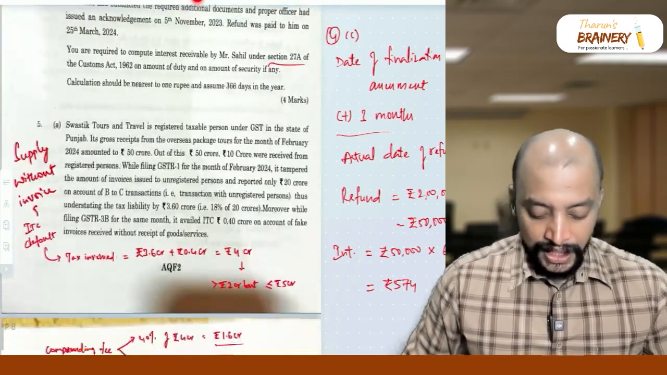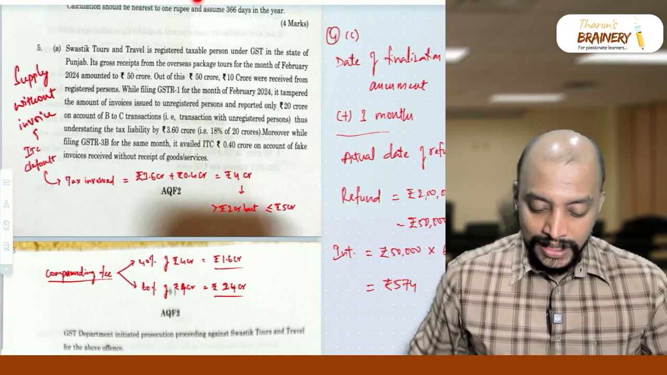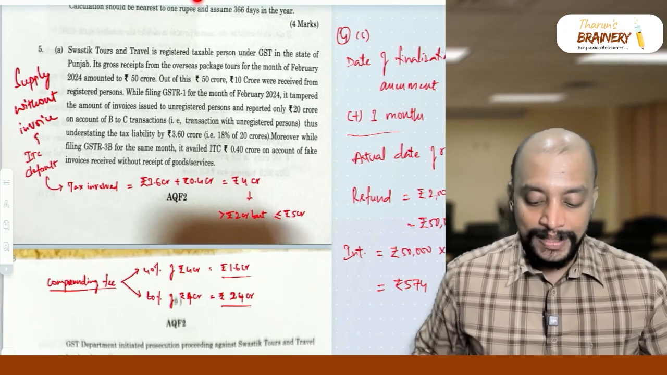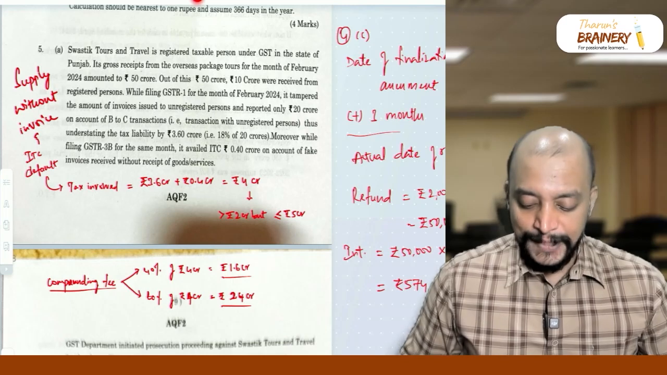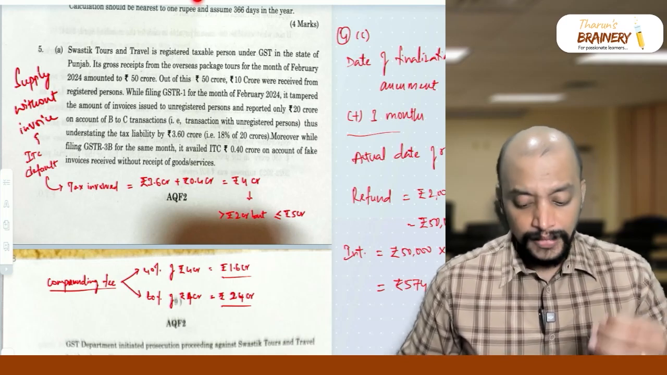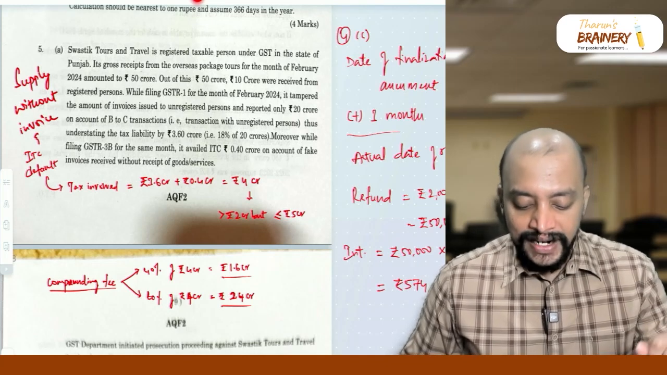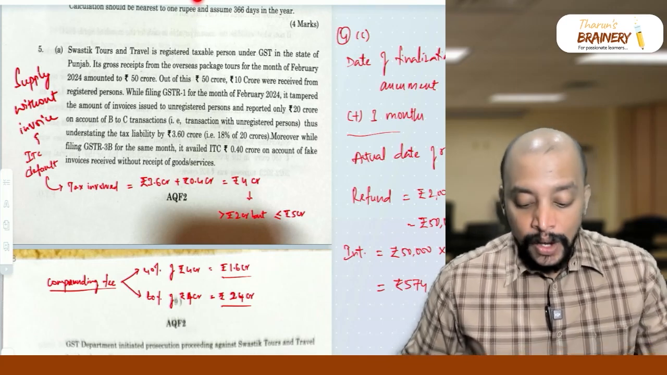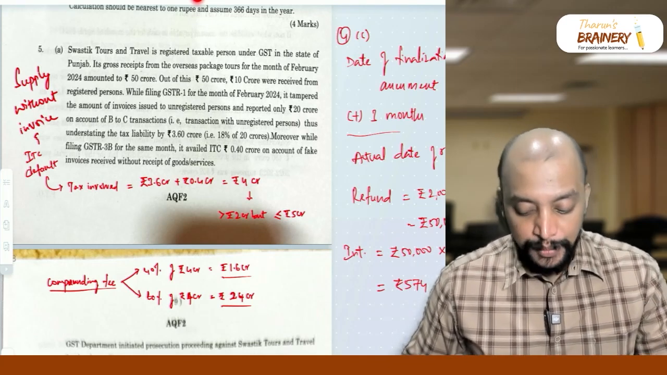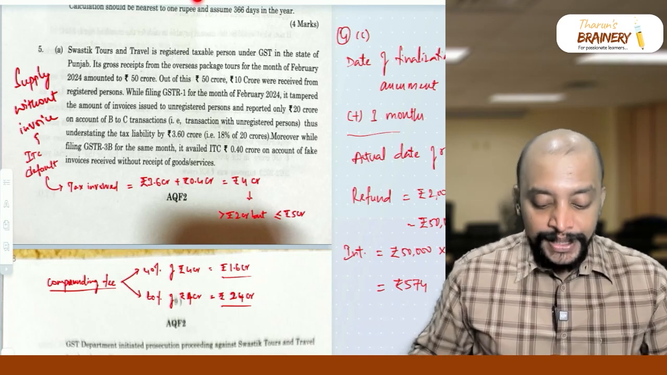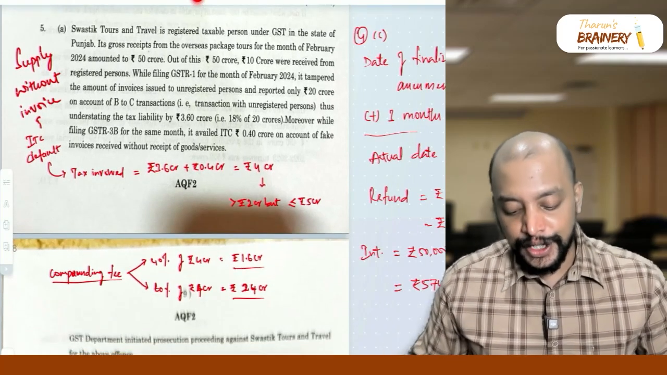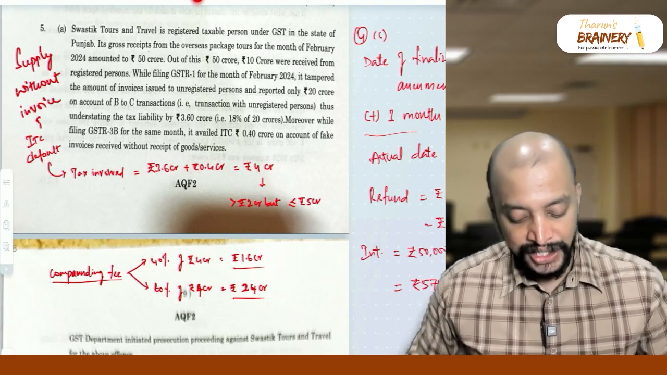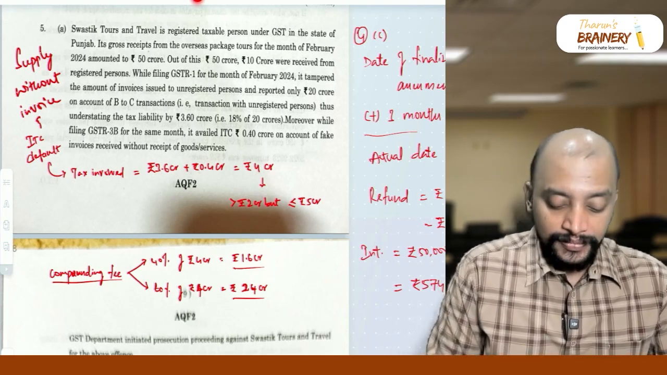Okay. Then question number 5A. Swastik Tours and Travels is a registered taxable person under GST in the state of Punjab. Its gross receipts from the overseas package tours for the month of February amounted to 50 crores. Out of these 50 crores, 10 crores were received from registered persons. While filing GSTR-1 for the month of February 2024, it tampered the amount of invoices issued to unregistered persons and reported only 20 crores on account of B2C transactions. So what default is it?